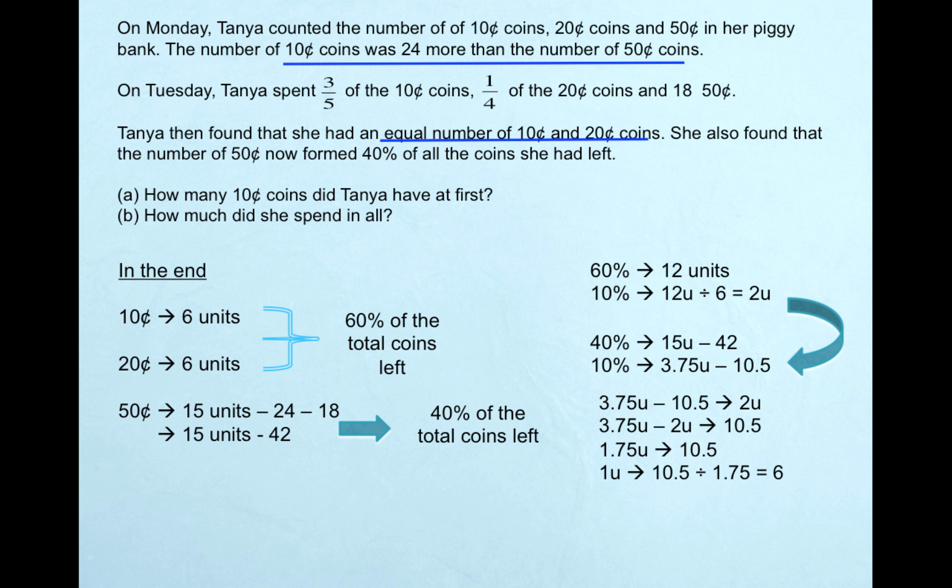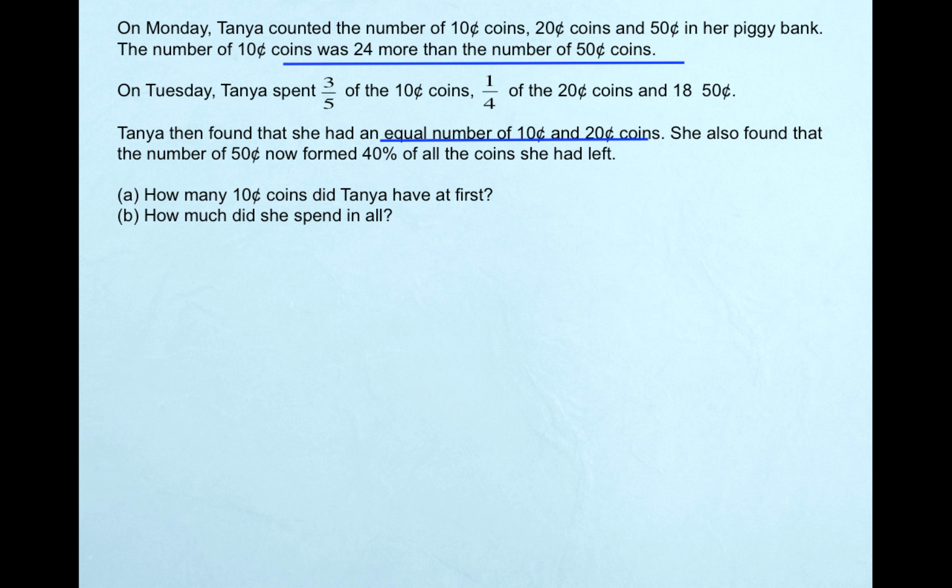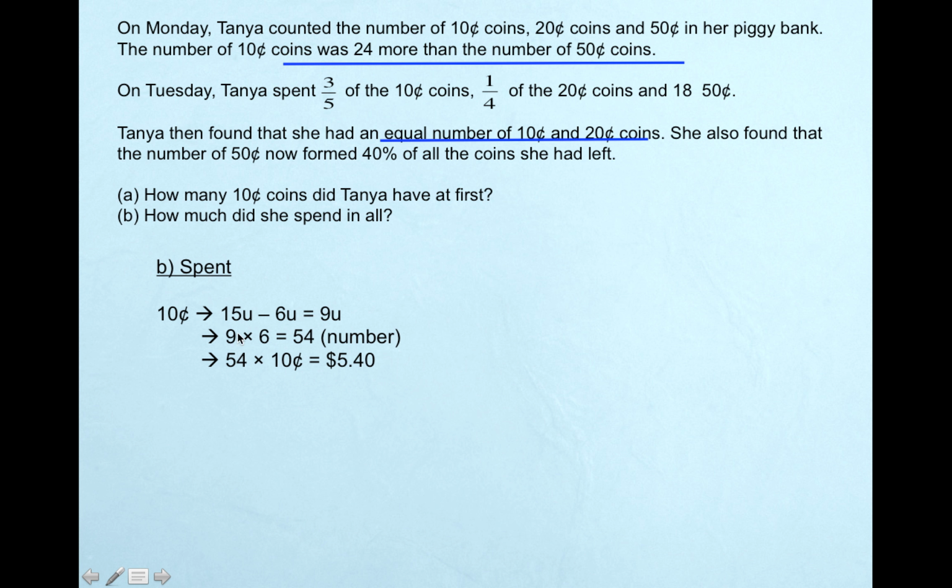When we know what is 1u, we know she has 15 units of 10-cent coins at first. So 15 times 6 is 90 10-cent coins. With that, student can proceed to solve the rest. That will be simple. But bear in mind, what they have worked out is the number. You have to multiply by the value. In order to find out how much she spent in all, it's not enough to just find a number, because a lot of students will just give the number instead of the value.